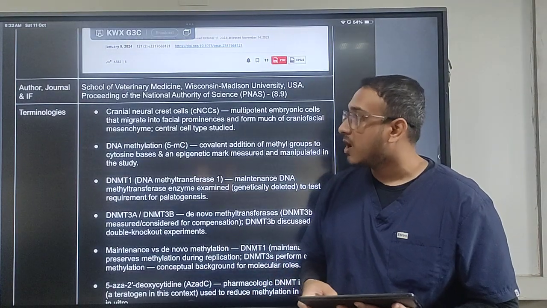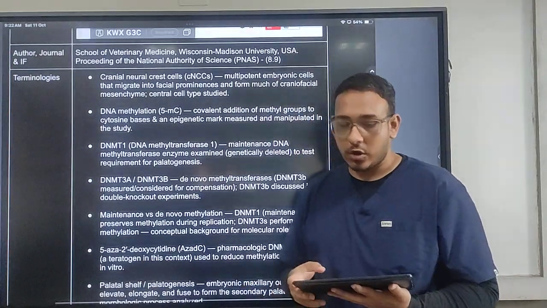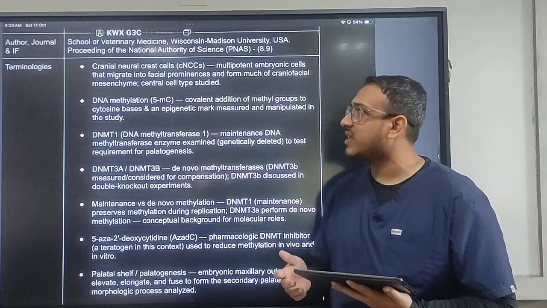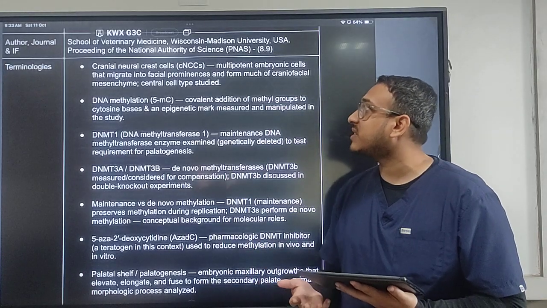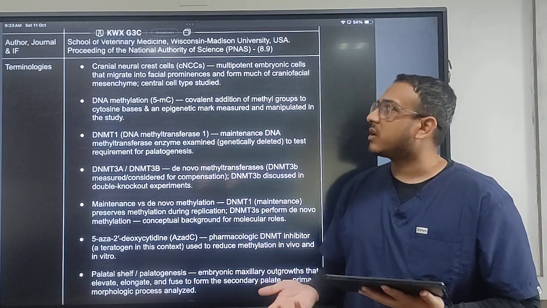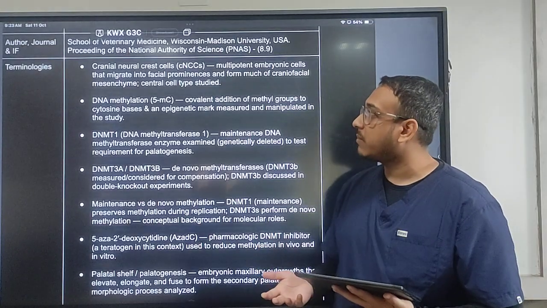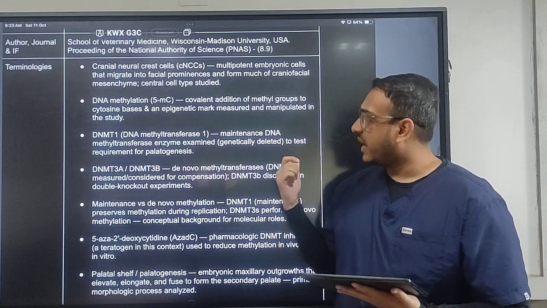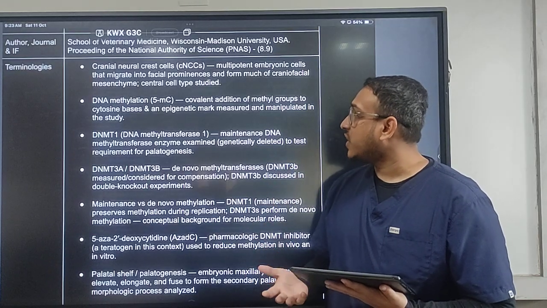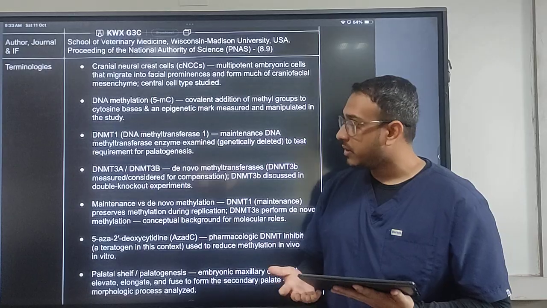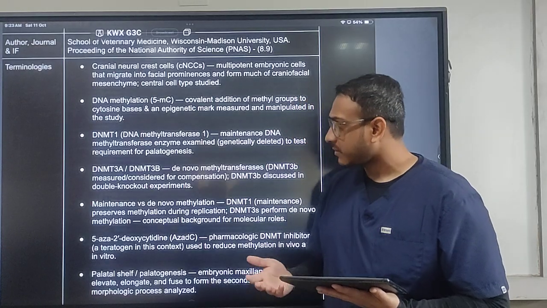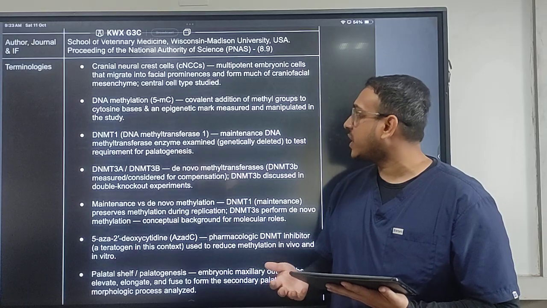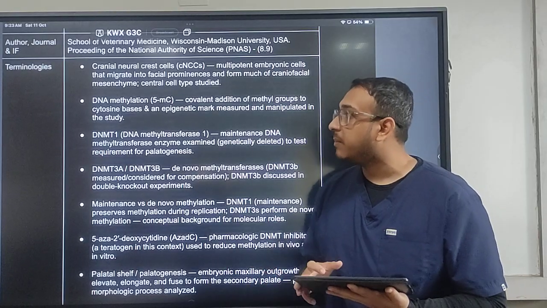of 8.9. So, the following terminologies that we should know. Cranial neural crest cells are multipotent embryonic cells that migrate to facial prominences and form much of the craniofacial mesenchyme. DNA methylation is a covalent addition of methyl groups to cytosine base and an epigenetic marker measured and manipulated in this study.